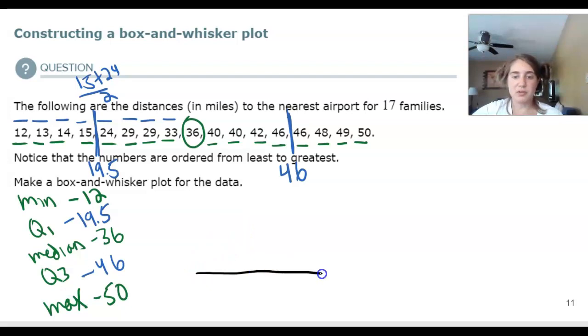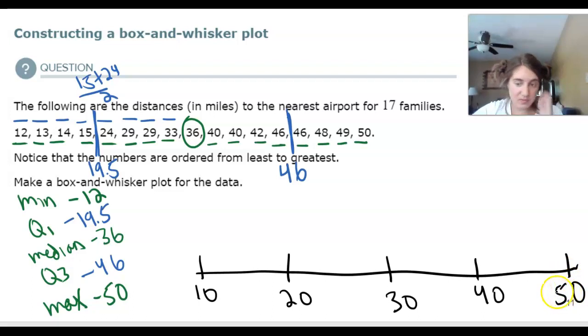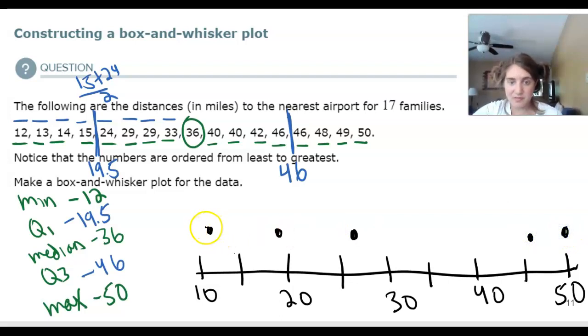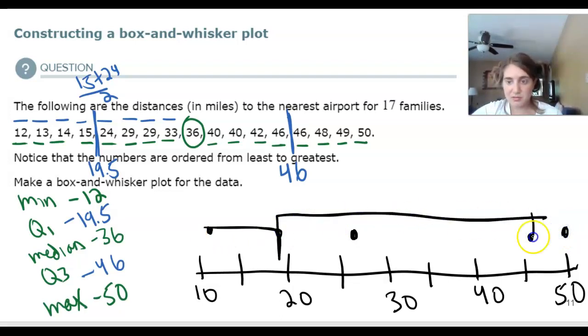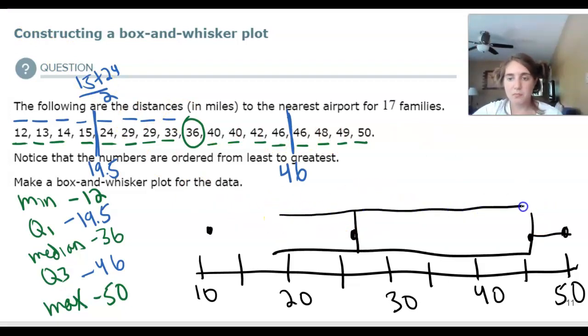And now, in a perfect world, or on Alex, you should be able to better pace things out. I'm just going to do it by 10s and make little notches in between them to represent 5s. So 12 is going to be here, 19.5 is around here, 36, 46, 50. And remember, I want to make a box. So I have my box and my whiskers.